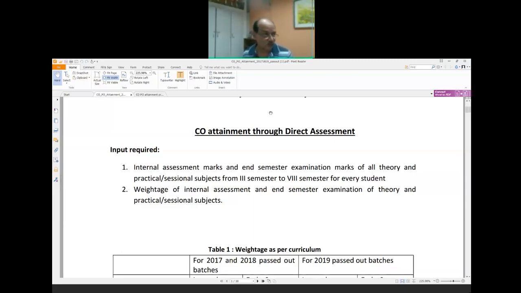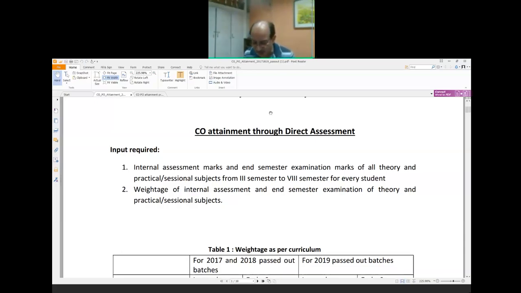Now this particular CO attainment is there corresponding to each of the students. Then there is the weightage of internal assessment and end semester examination for theory and practical session subjects. What is the weightage for each one of them? Maybe this is what I was trying to explain to you.